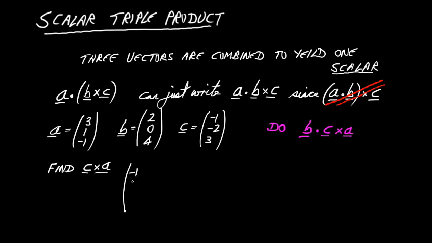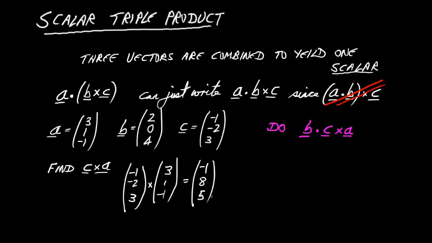-1, -2, 3, crossed with 3, 1, -1. So we start with the falling diagonal, that's going to be 2, and then we subtract 3, that's -1. And then we have a rising diagonal, that's going to be 9, and subtract 1, that's 8. And then we have a falling diagonal, -1, and subtract -6, so that's going to be 5 in all.